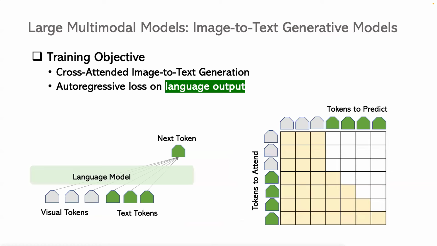Also, the training objective is always the same for LMM. It is basically the autoregressive modeling objective used in LLM. And here, the main difference is, we have to attend to the additional images or other visual signals when we generate the word.